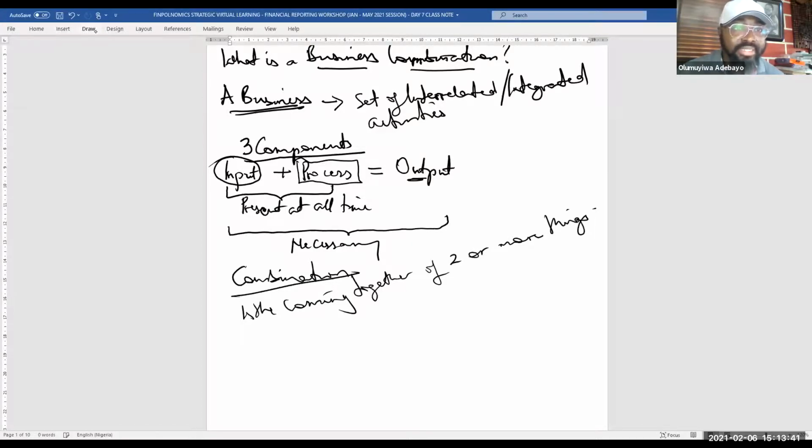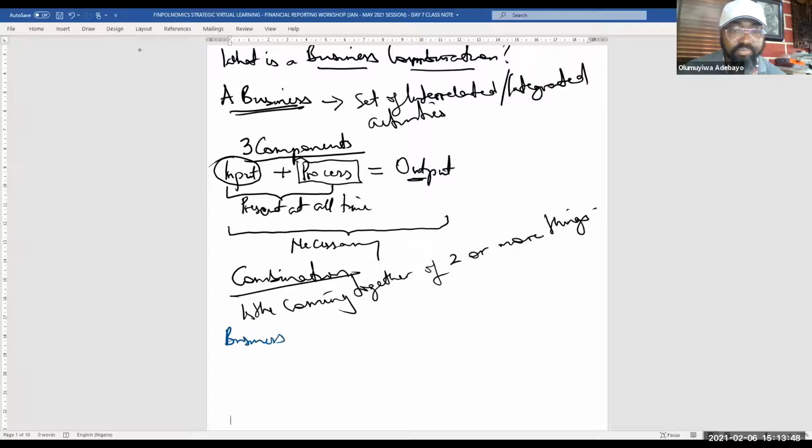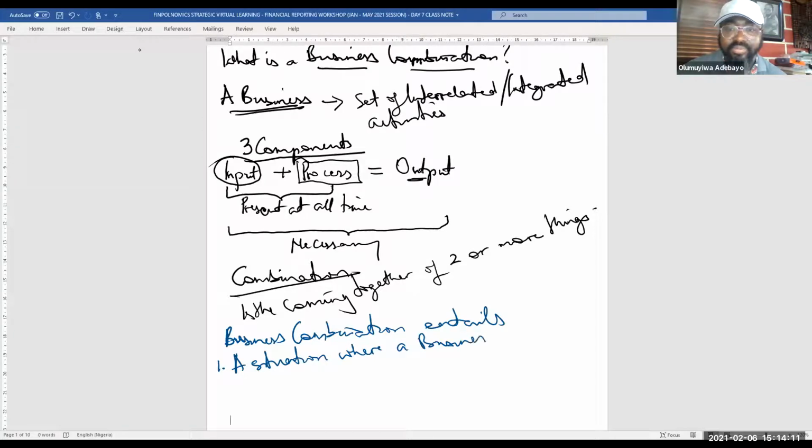Now, if we now marry these together, we can now say business combination entails, one, a situation where a business, not a company in this case, a business obtains the control of one or more other businesses.